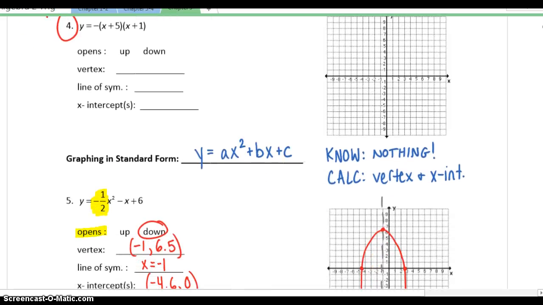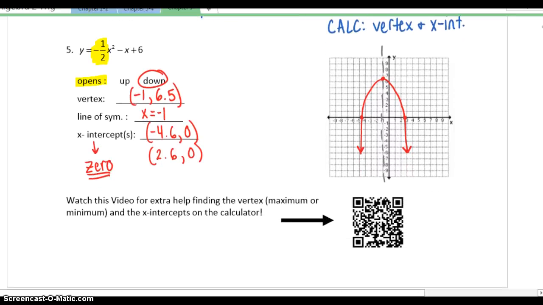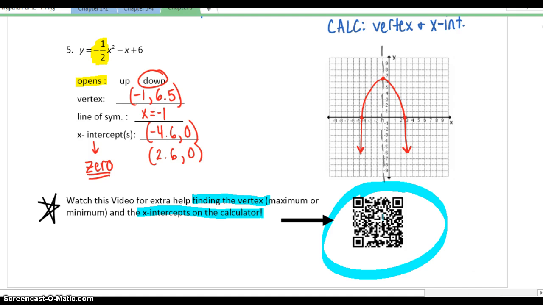Now, if any of this video is confusing, feel free to go back and rewatch any part of it. I also want you to see that we've got this QR code. This is the link to another video that can give you some extra help on finding the vertex and the x-intercepts on the calculator. So if any of the calculator steps were confusing, take a look at this video because it'll help you a lot.